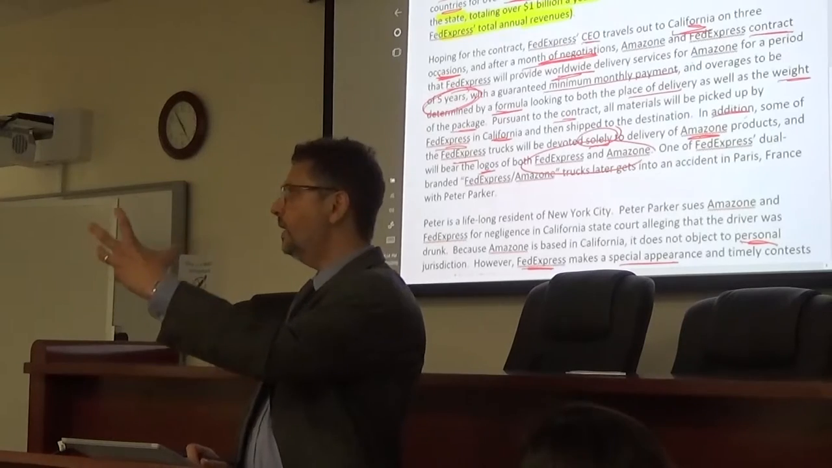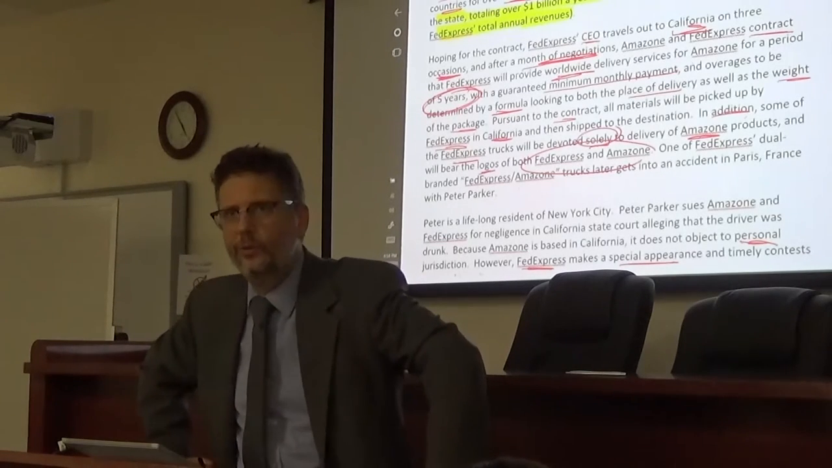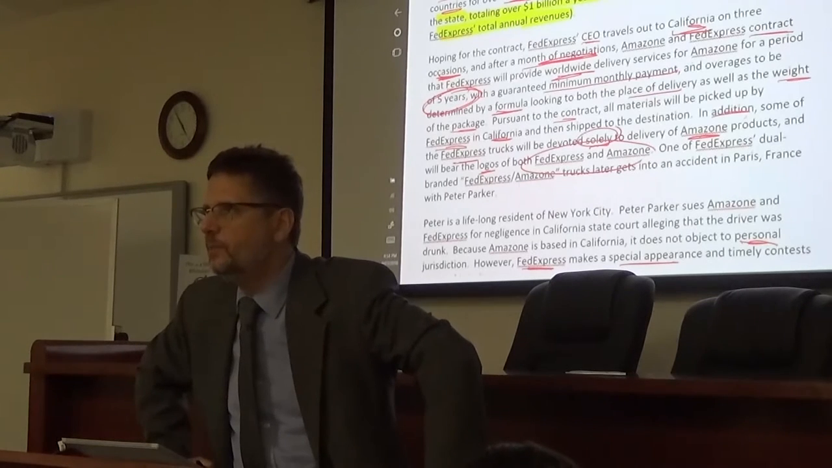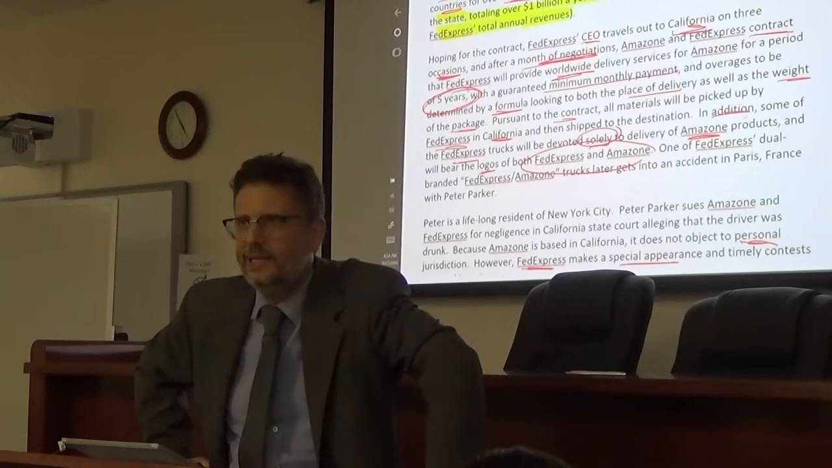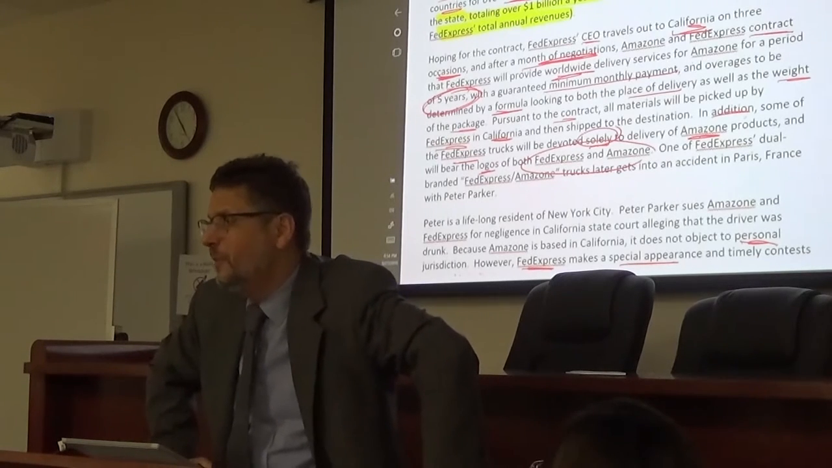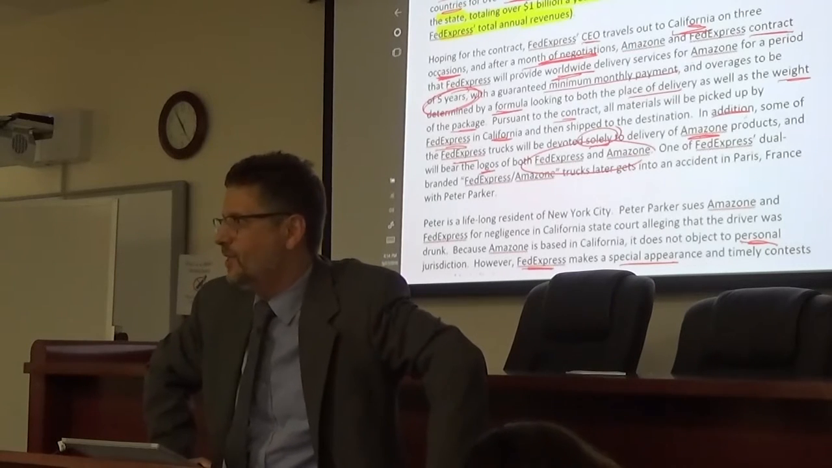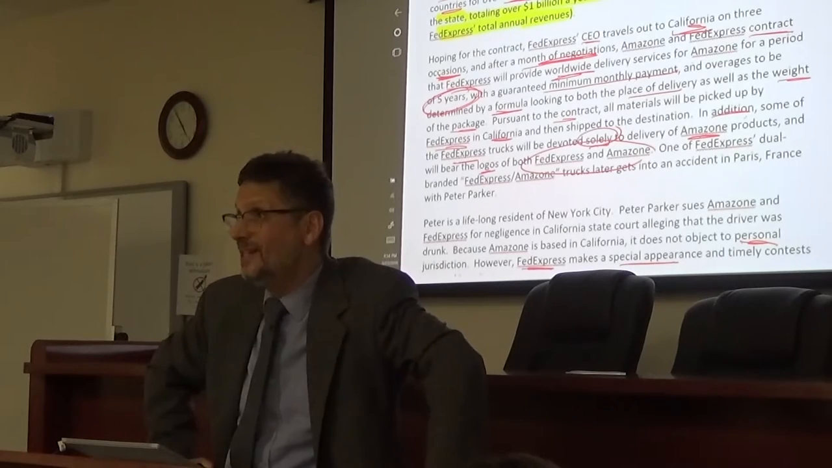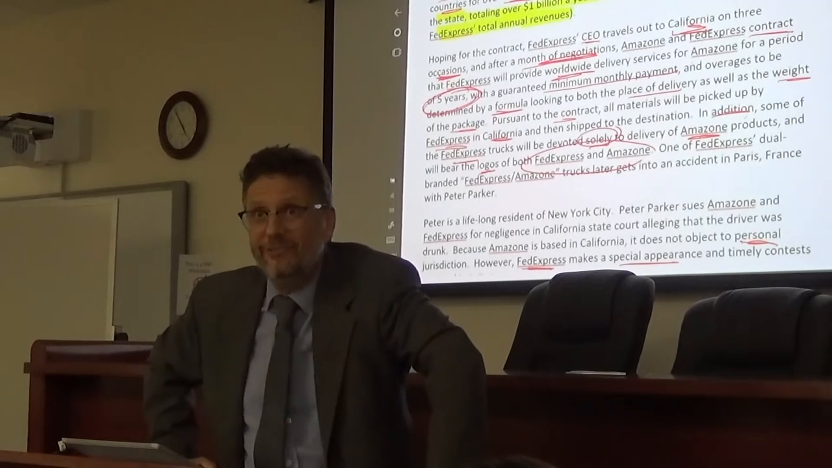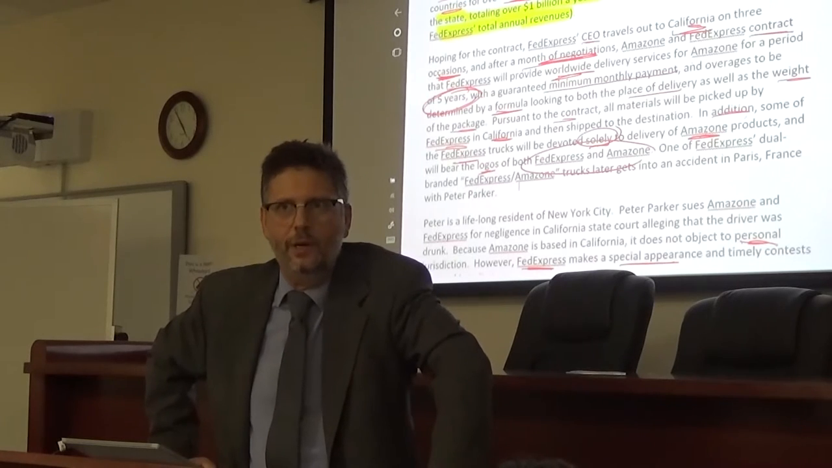Here's our contacts, right? So not only do we have $1 billion worth of pre-existing business every year in California, which sounds pretty systematic and continuous. And to be clear, we're talking about purposeful availment here, right? Fed Express wasn't dragged to California by somebody driving an Audi. Fed Express went there, entering into business deals, to deliver. Oh yeah, I'll go to your place and pick up your stuff. Yeah, I'll go deliver stuff to you. They chose to do that.